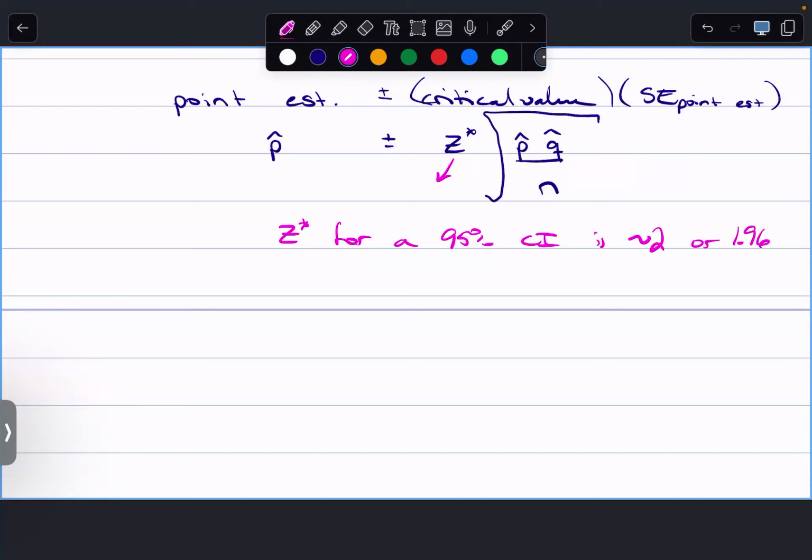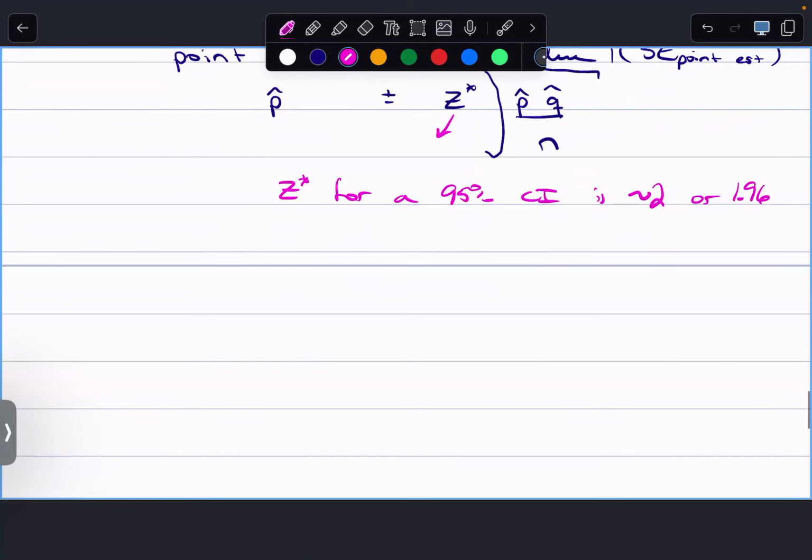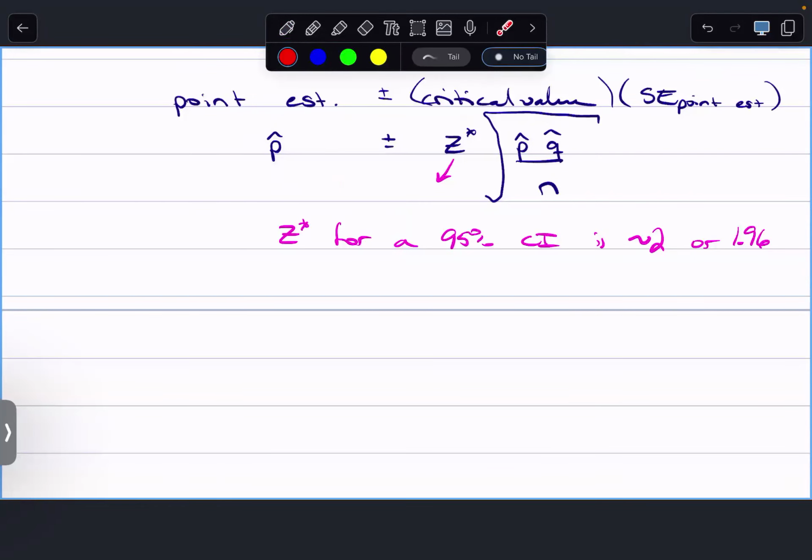For me, I think intuitively using 2 is a little bit easier, because then you've got that connection between 95% and 2. And for anything else you can use software, or maybe you've already committed 1.96 to memory, that's fine too. Sometimes I'll give you the critical value to use. I'll tell you to use 1.96 or 2, but in general, 2 is fine.